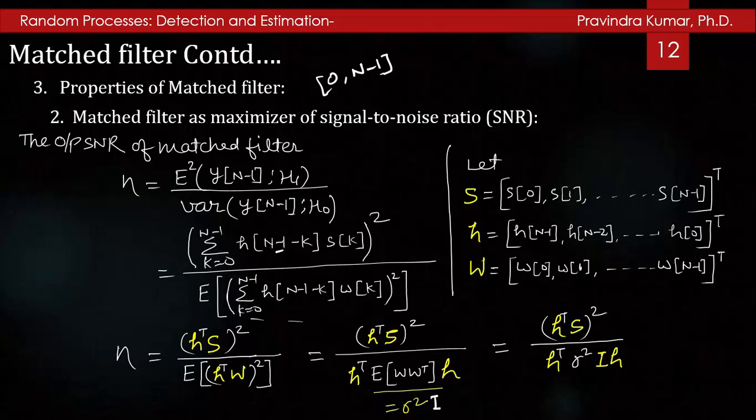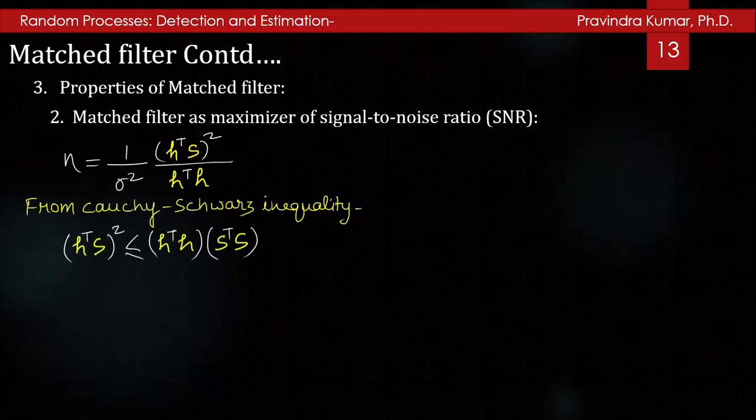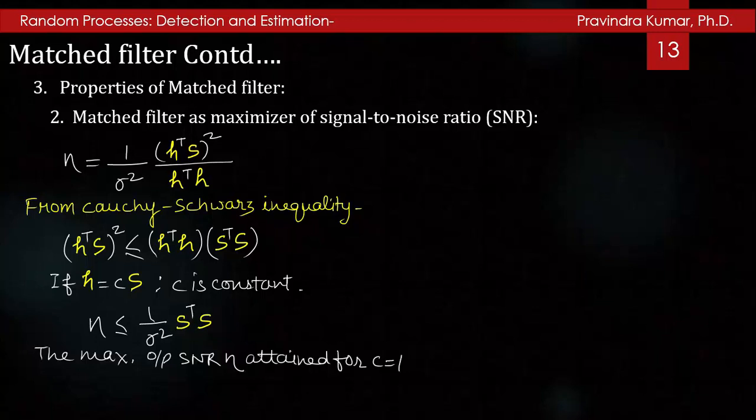Then I can write this as (H transpose S) whole square upon H transpose sigma square I H. So the output SNR η is equal to 1 by sigma square times (H transpose S) whole square upon H transpose H. From the Cauchy-Schwarz inequality, you have (H transpose S) whole square less than or equal to (H transpose H)(S transpose S). So if H is equal to C S, where C is some constant, the output SNR will be less than or equal to 1 by sigma square S transpose S, and the maximum output SNR is attained when C is equal to 1.